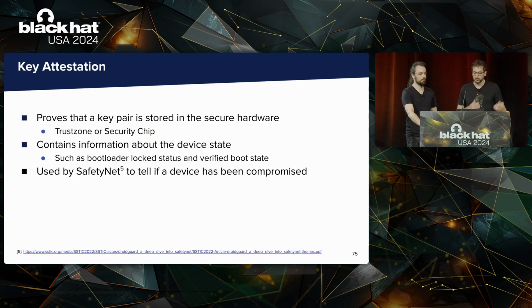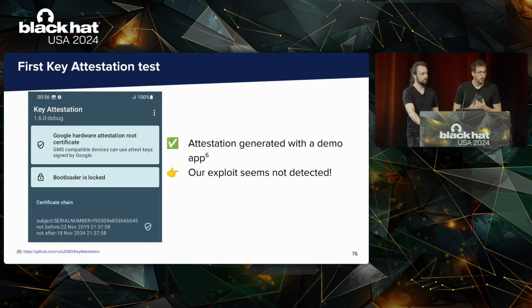So SafetyNet is the one made by Google, and it's used to tell if a device has been compromised. For example, if you have a bank application, the developers of this application may not want it to run on a rooted device because it can be debugged, instrumented, or whatever. So they may use this mechanism for detecting if the environment is compromised and decide not to run if it's the case.